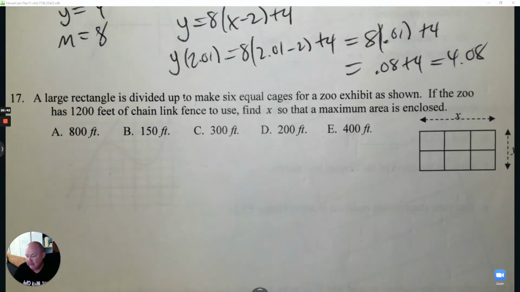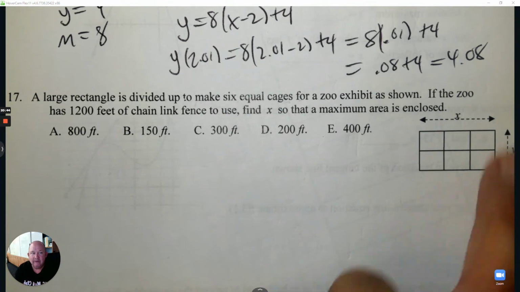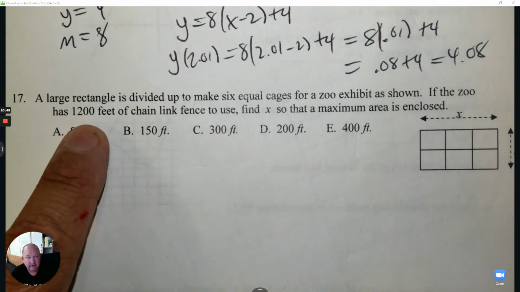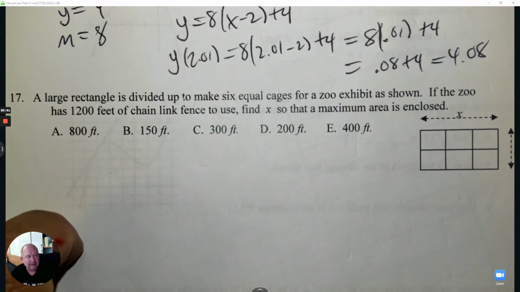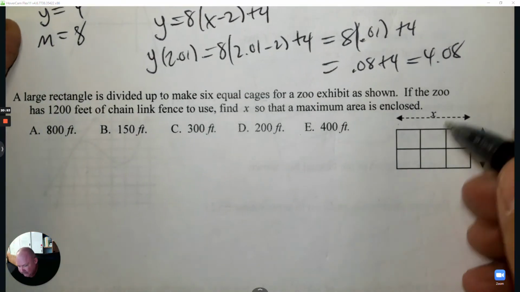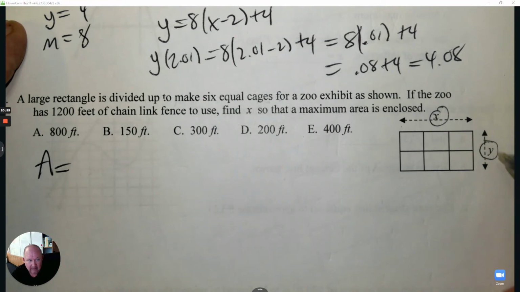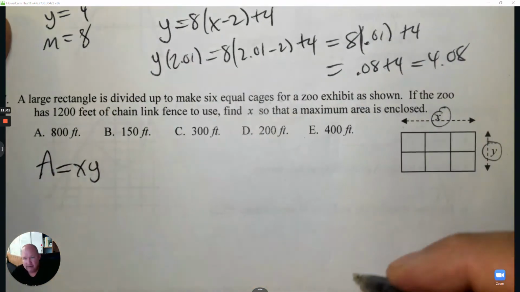Number 17, you have a large rectangle, and it's divided up into these smaller rectangles using 1,200 feet of chain link fence. Find the maximum area. So my goal is the area. So this is an optimization question. What I'm looking for is area. So what's an equation that describes the area of this diagram? And that's just x times y.